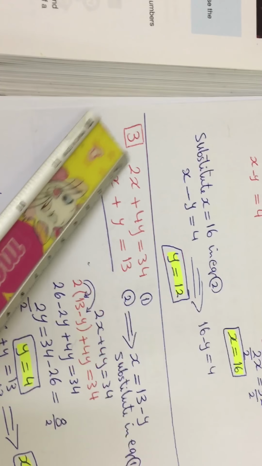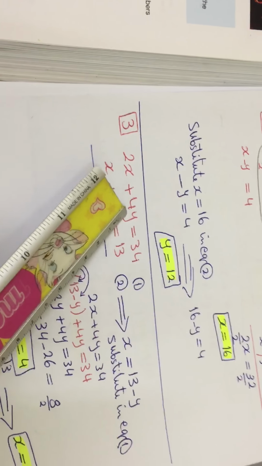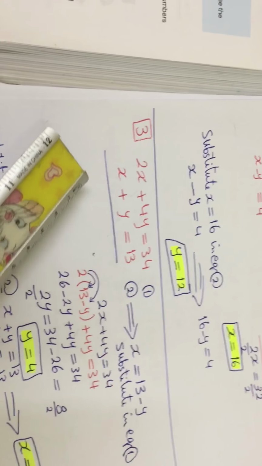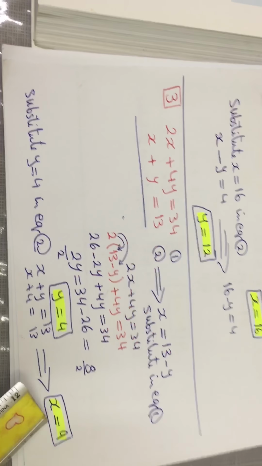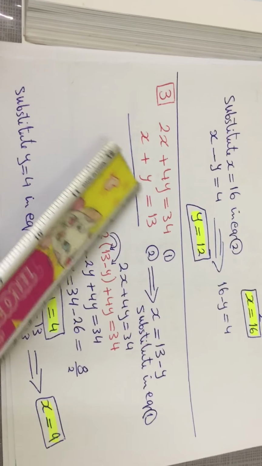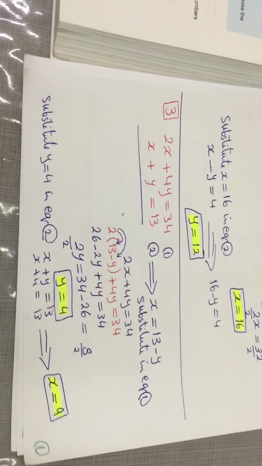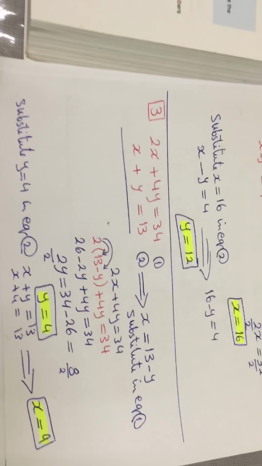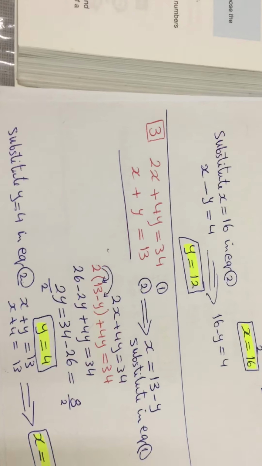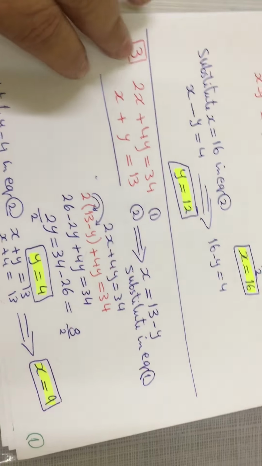When I multiply it by 2, 2 times 9 added to 4 times 4 equals 34. You can check your answer. And as you see, the two numbers x and y, I can substitute here to check my answer. x plus y equals 13. So 9 plus 4 equals 13. So I am correct. The important thing in this kind of problems is to read carefully, please. Okay.